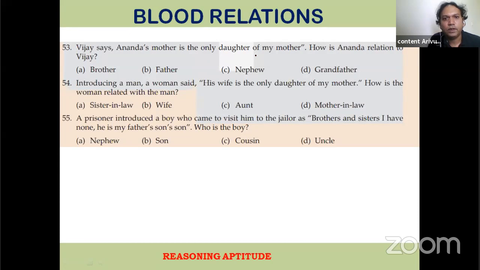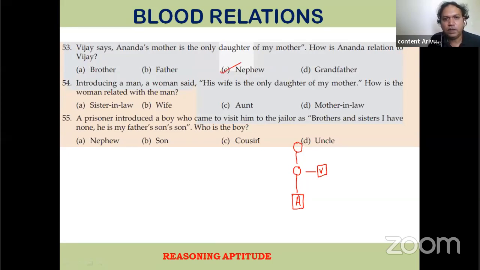53, what is the answer? So Vijay says, "Ananda's mother is the only daughter of my mother." Let's say Ananda is A. So Ananda's mother is the only daughter of Vijay's mother. Vijay and Ananda's mother have the same mother. So how is Ananda related to Vijay? The answer would be nephew.